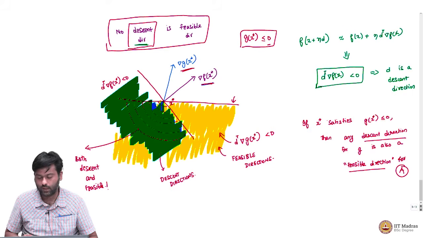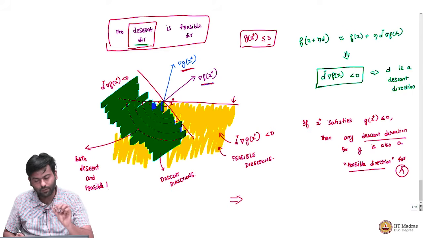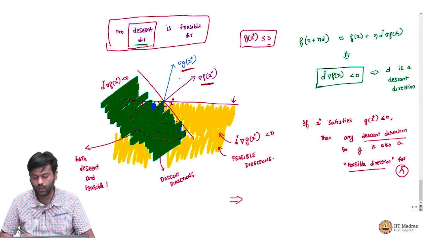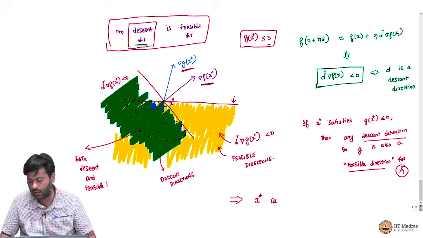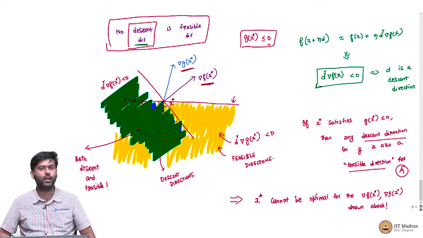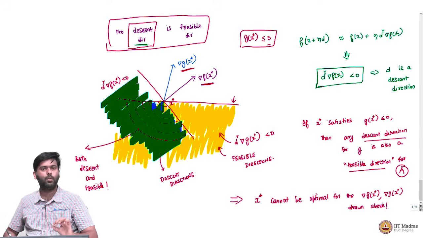What is the implication of this, right? So, this implies if my del f of x star and del g of x star are pointing in these two directions like how I have drawn here, then my claim was bogus, right? So, x star cannot be optimal for the del f of x star and del g of x star drawn above. For this configuration of del f of x star and del g of x star, x star cannot be optimal.